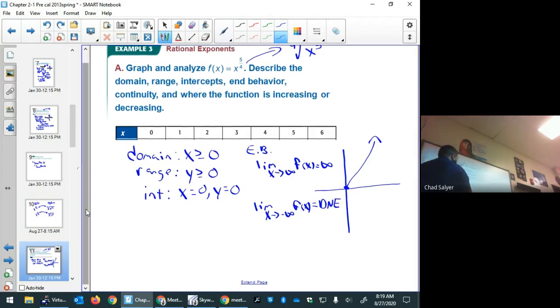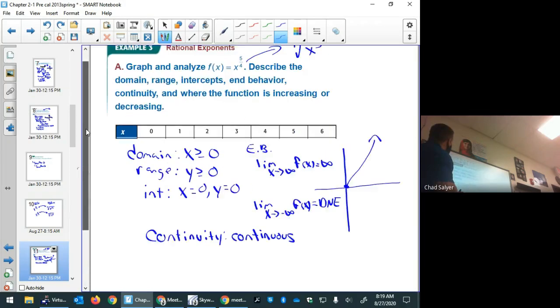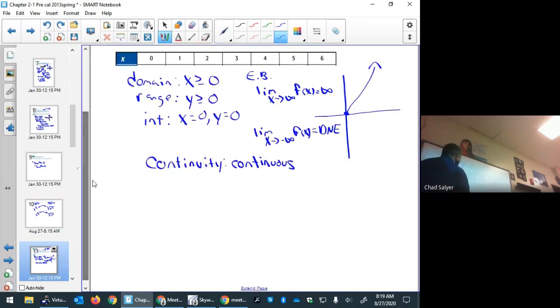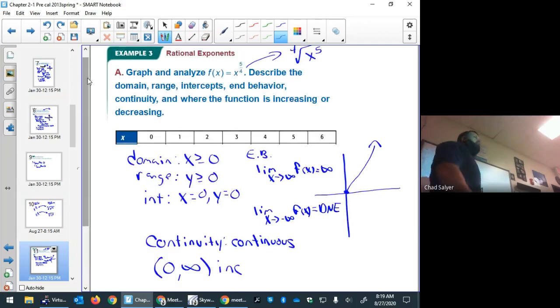Continuity. So you may say discontinuous, but starting here, can I graph it without ever picking my pencil up? Yes. So this function is continuous on its domain. So we would say continuous. And then intervals of behavior. So it's got one interval from 0 to infinity on which it is always increasing. Graphical analysis.